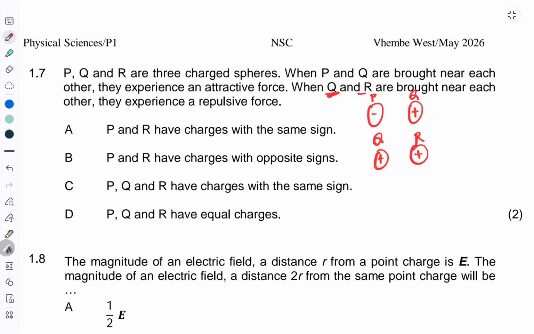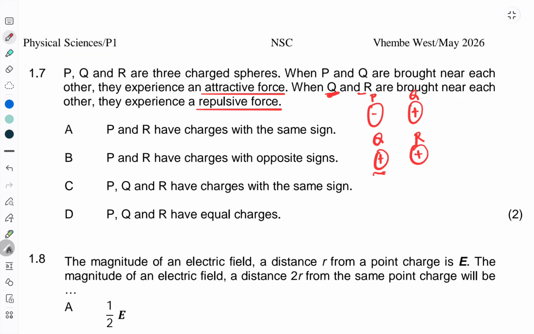Of course, they didn't tell me which one is positive or which one is negative, but I'm just using my logic to check how it would work. For P, if P was negative, Q would have to be positive, because they have to attract each other, which is what the statement is telling me. They experience an attractive force. And since I'm assuming that Q is positive, I carry that to the situation where I'm bringing Q and R closer to one another. If Q is positive, for it to repel R, because we are told Q and R experience a repulsive force, it means R would also have to be positive.